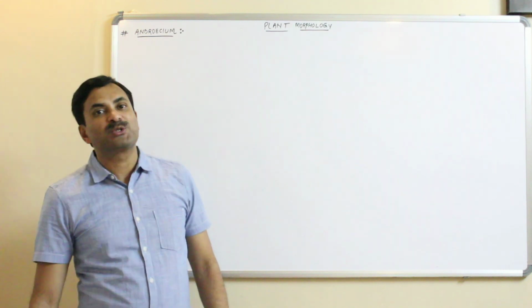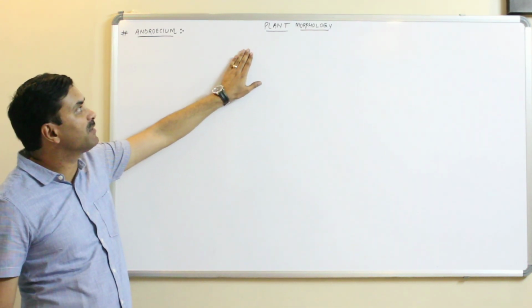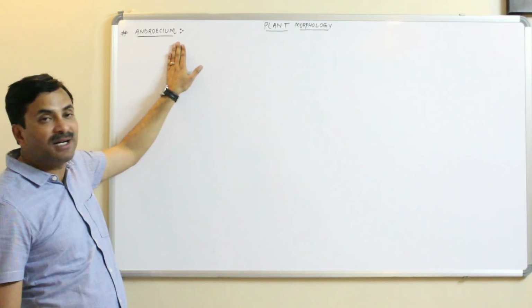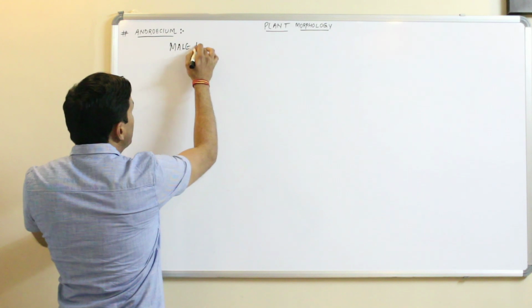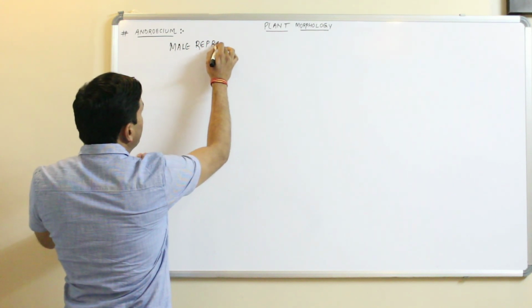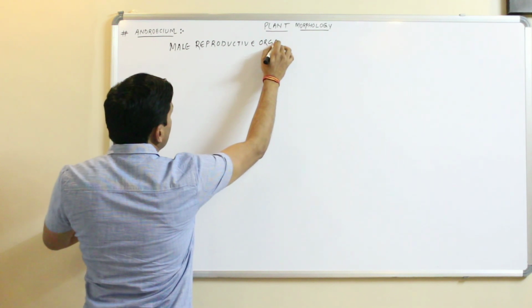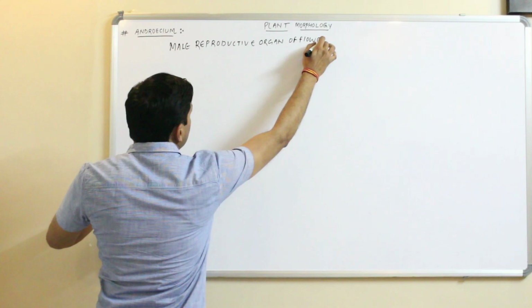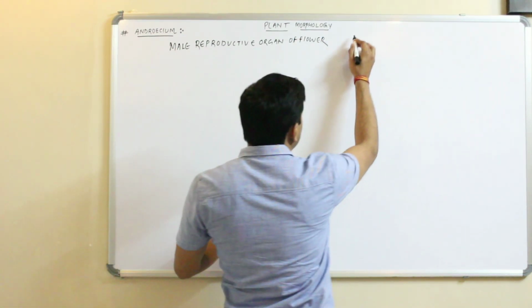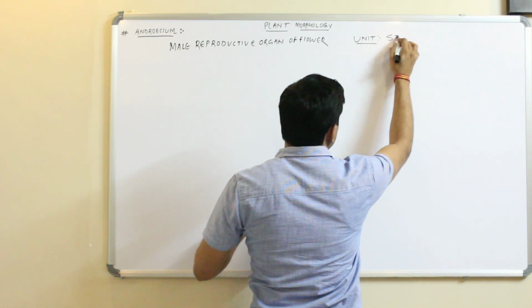Hello to all. Today we are going to discuss a very important topic associated with plant morphology, the Androecium. The Androecium is the male reproductive organ of the flower, and you must know that its unit is the stamen.